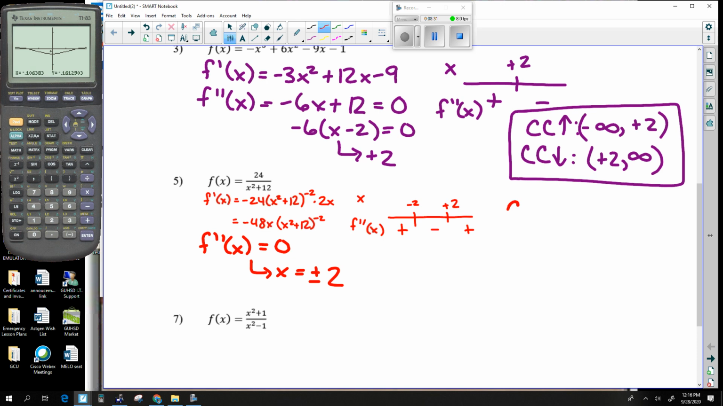So what this is saying is this is concave up from negative infinity to negative 2 and 2 to infinity. And this is concave downward from negative 2 to 2.